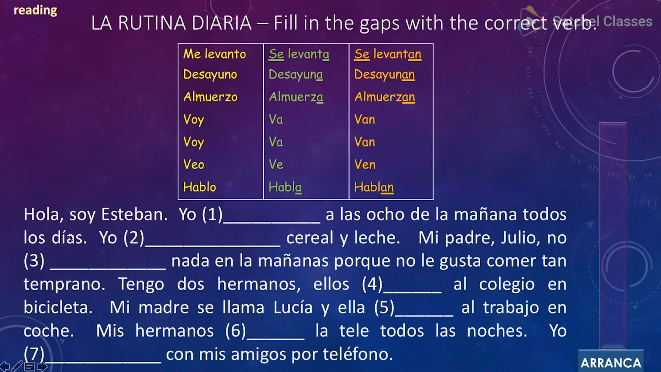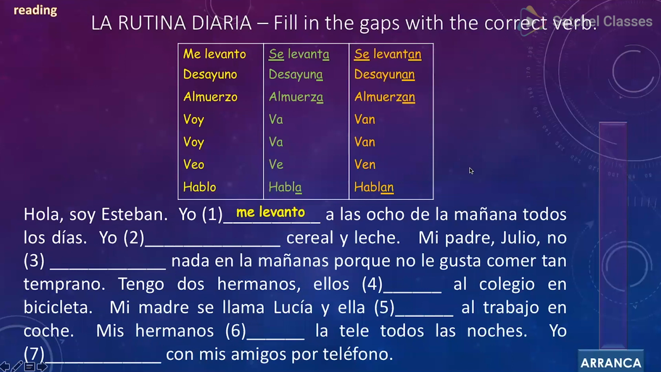Hola, soy Esteban. Yo a las 8 de la mañana todos los días. Now, yo is a bit of a hint. It's telling us, all right, I'm talking about myself. So here is going to be one of the yellow words. And he says at 8 o'clock in the morning. So what do we do at 8 o'clock in the morning? Well, we can either get up or have breakfast. We chose me levanto, which is I get up. Yo me levanto a las 8 de la mañana todos los días.